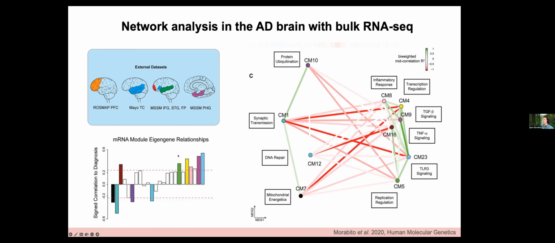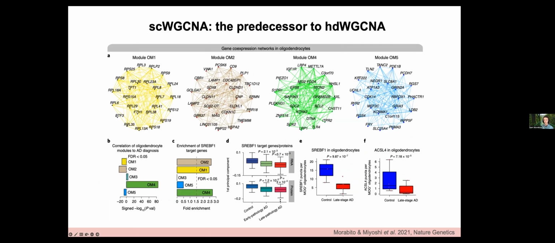Following this study, in my paper from last year, we had a single cell RNA-seq study of AD. This is where we started to develop the predecessor to hdWGCNA, which we called scWGCNA. This is a snippet of the results of that paper where we took the oligodendrocytes and ran scWGCNA on it. Each of these network plots shows the hub genes, the top 25 most connected genes, for each of the oligodendrocyte modules. And then we did correlation with AD diagnosis.